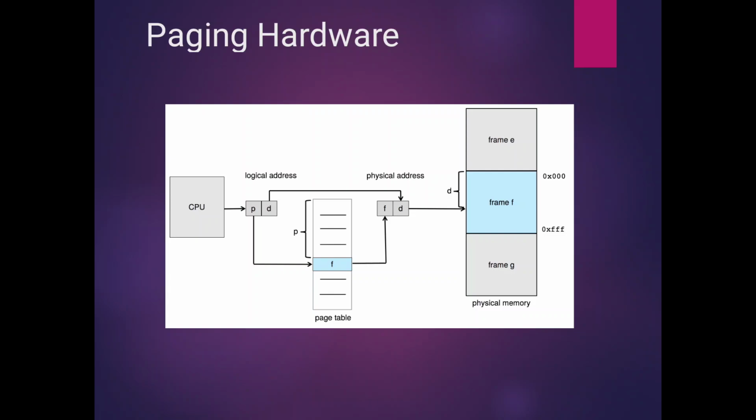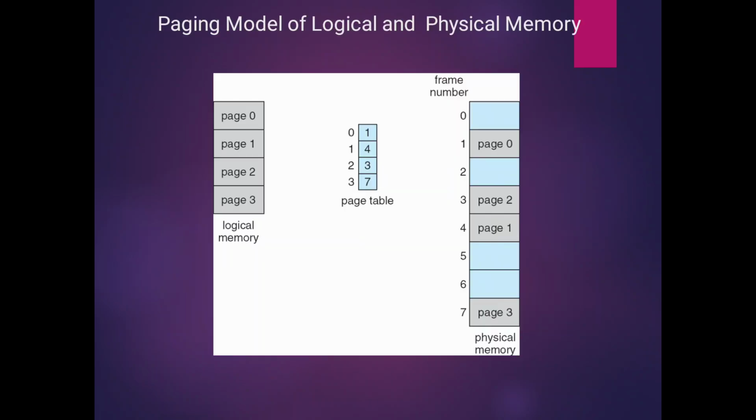So afterwards, using the frame address F and the offset value D, we can perform the process in the main memory, that is, read or store operations. So in this paging model of logical and physical memory, in the logical memory, page 0, page 1, page 2, page 3 are available.